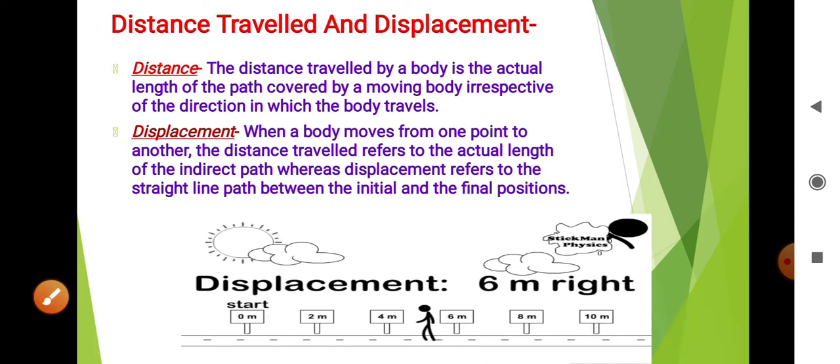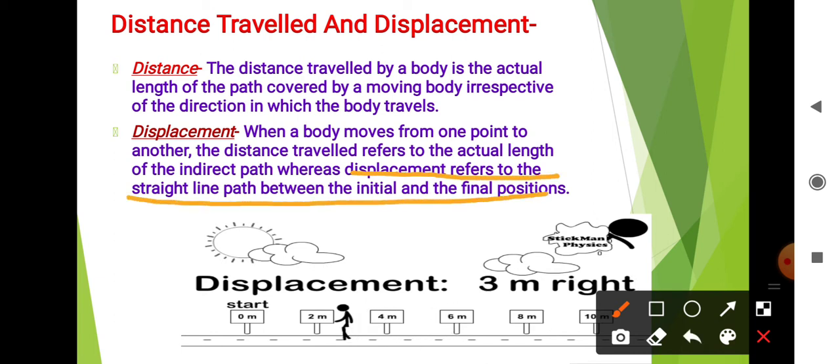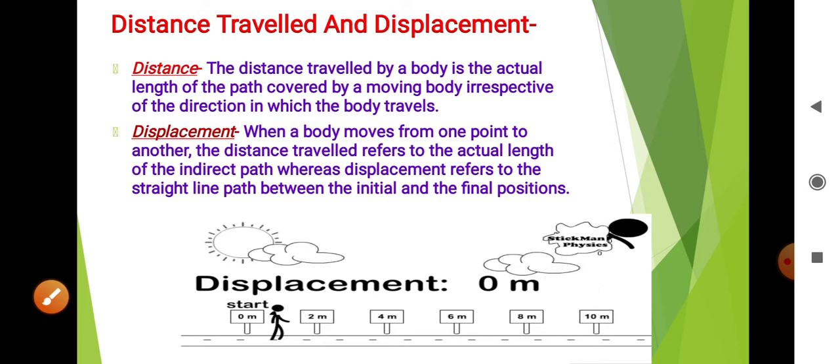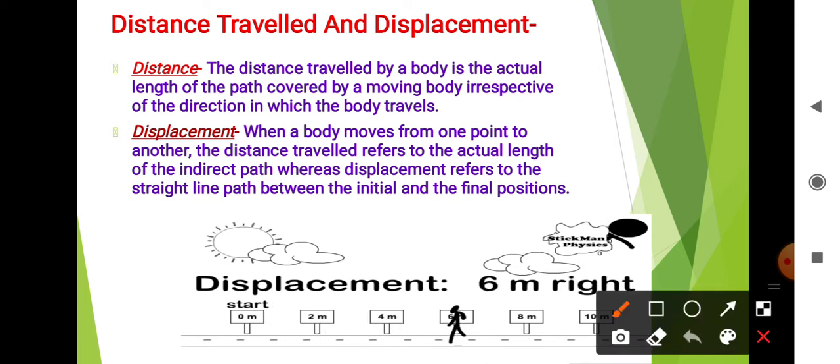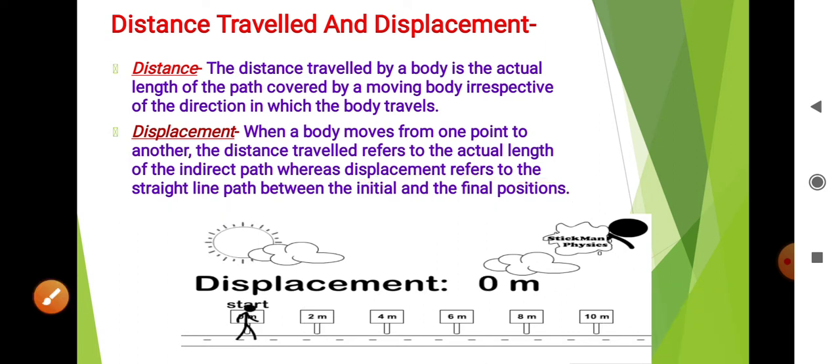Now, what is displacement? When a body moves from one point to another, the distance traveled refers to the actual length of the indirect path, whereas displacement refers to the straight line path between the initial position and final position. The main definition is given in the second two lines. The displacement is the straight line path between the initial position and the final position, or you can say it is the shortest distance between the initial position and final position, right?